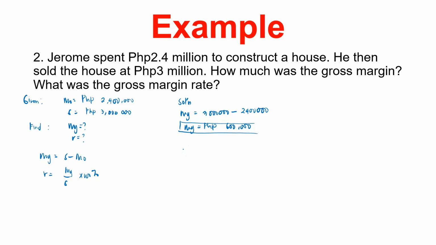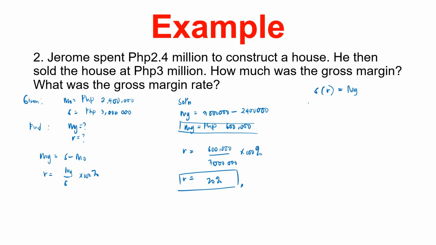Now, for us to get the rate, get the quotient of 600,000, which is the gross margin, over the selling price, 3 million, then times 100. When you input that on your calculator, you will get 20%. Again, for you to be able to say that your rate is correct, dahil ang rate ng gross margin is based on the selling price, get the product of the selling price and the rate of the gross margin. Ang lalabas dapat dyan is si gross margin.